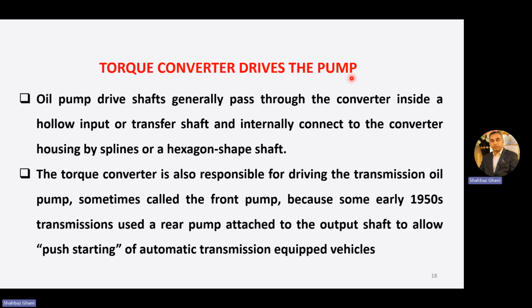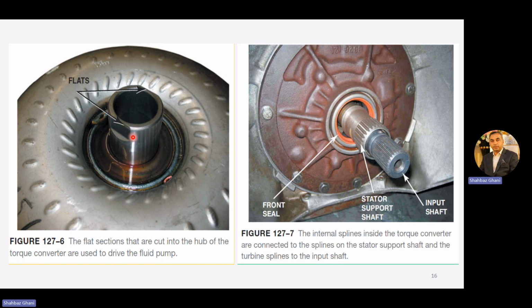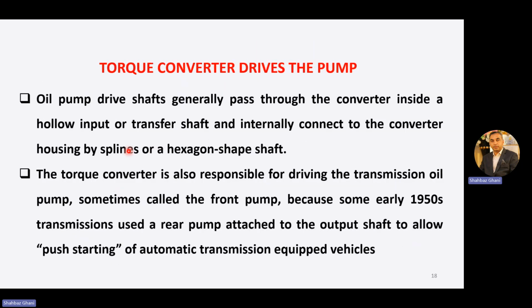The torque converter drives the pump. As we have seen, these are the flats which drive the fluid pump. The oil pump drive shaft generally passes through the converter inside a hollow input or transfer shaft and is internally connected to the converter housing by splines or a hexagon-shaped shaft.